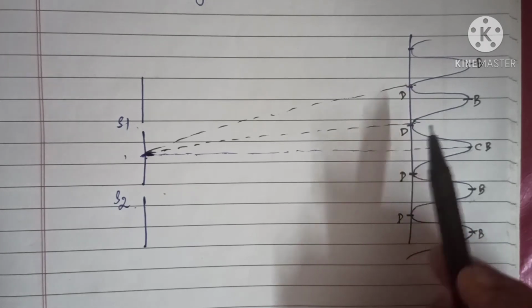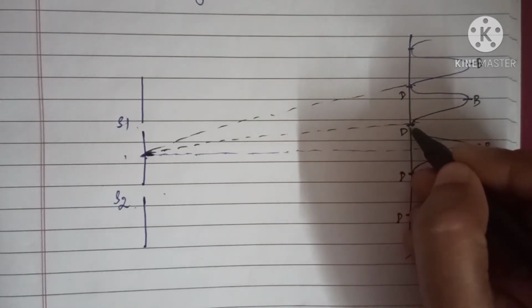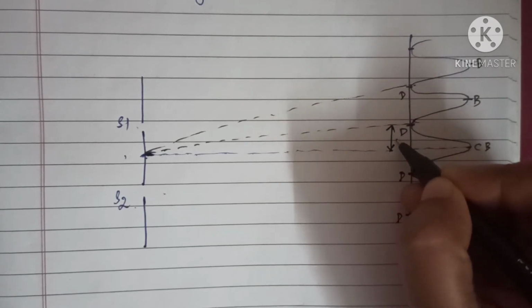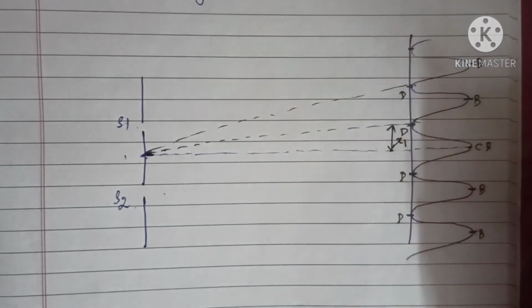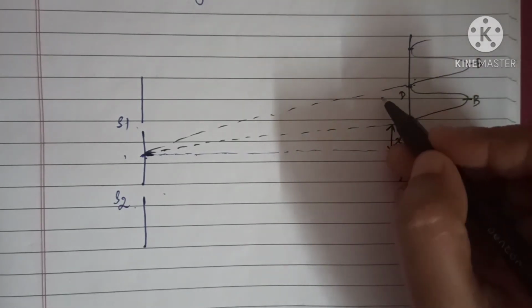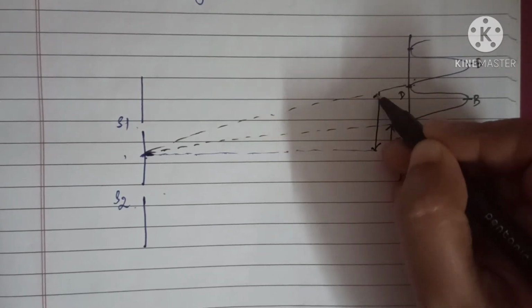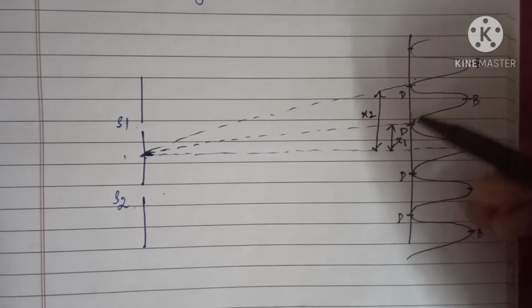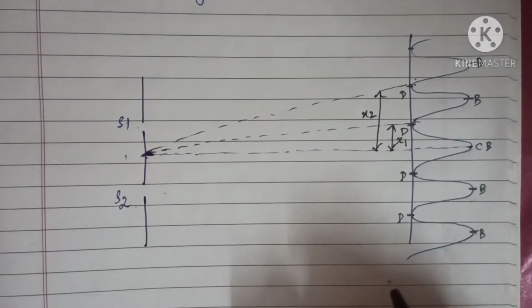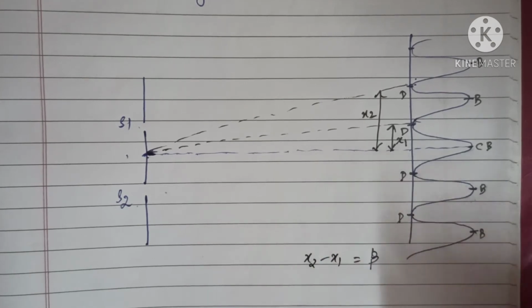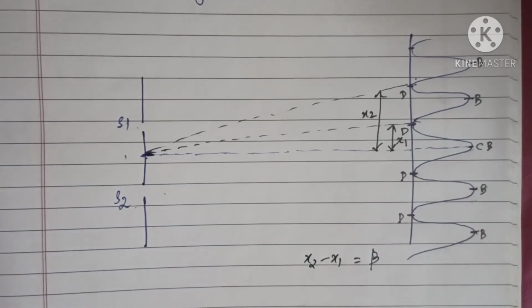Now listen, suppose I am considering these two dark bands. This is the distance from the dark point to the central maximum. I will take it as x1, and this distance, that is the second dark to central maximum, I will take it as x2. Clear? Now I can write x2 minus x1 is actually the fringe width beta, isn't it? x2 minus x1 is the fringe width beta.